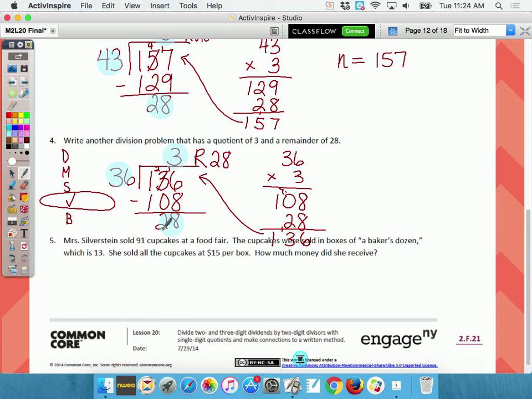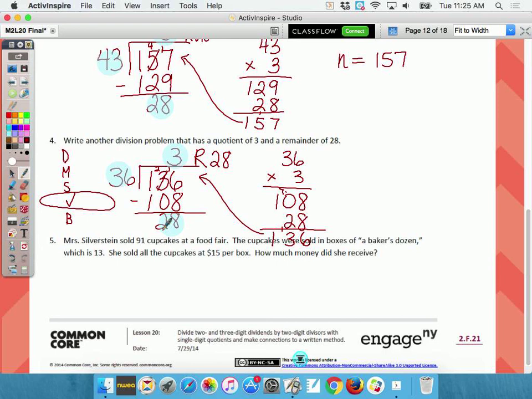So what's the only rule when you're coming up with the problem? You already know that the quotient is 3 and the remainder is 28. Check if your divisor cannot be lower than your remainder. Your divisor has to be more than the remainder.